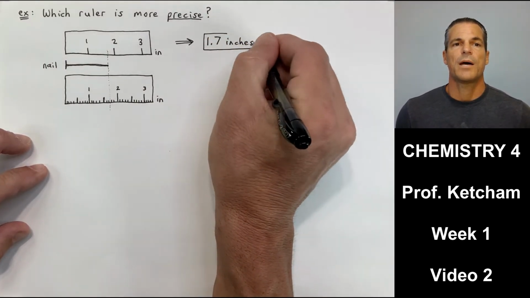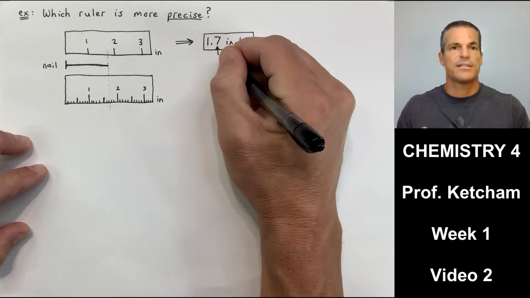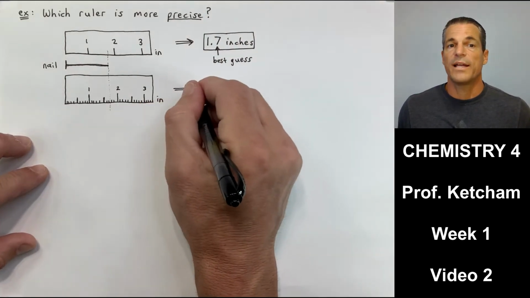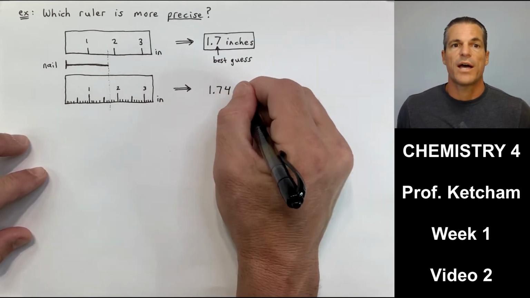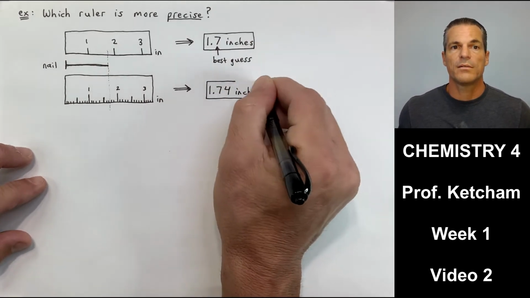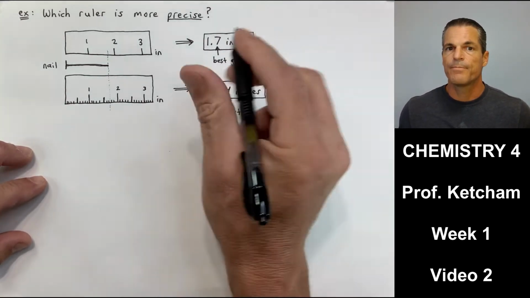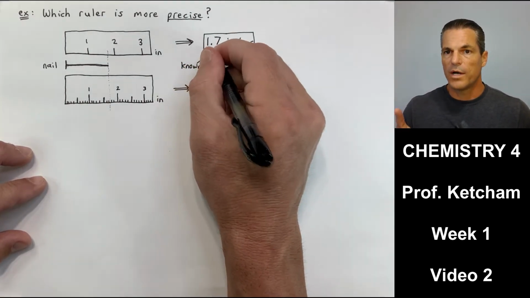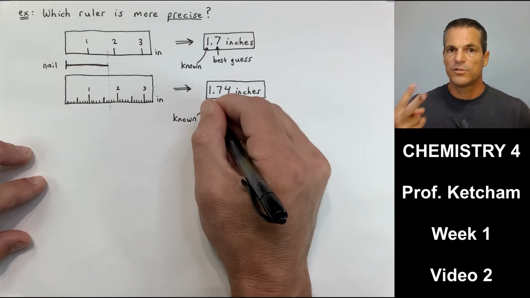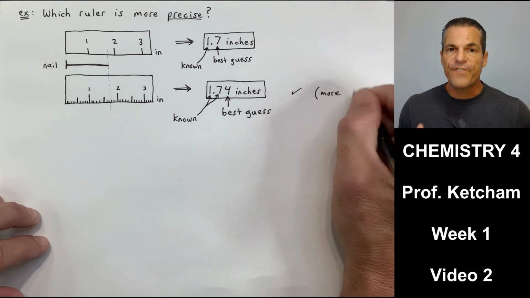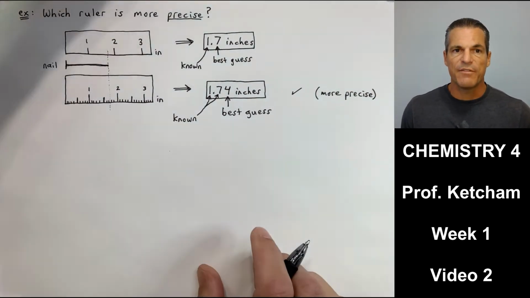For example, in the top ruler, I know for a fact it's in between 1 and 2 inches. So I say 1 point, and then my best guess was 7. So 1.7 inches. How many digits are there? 1.7, 2 digits, okay? So the bottom one, I know for a fact it's in between 1.7, that bottom ruler.